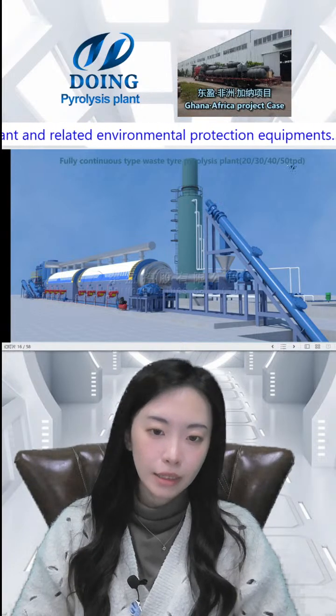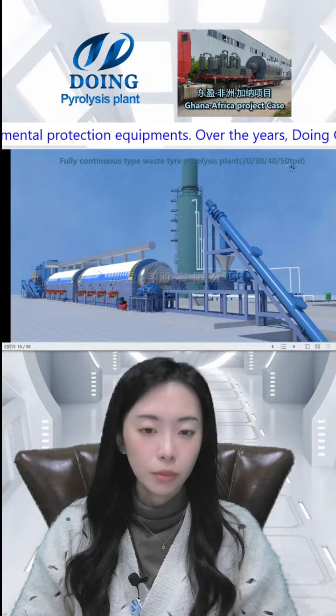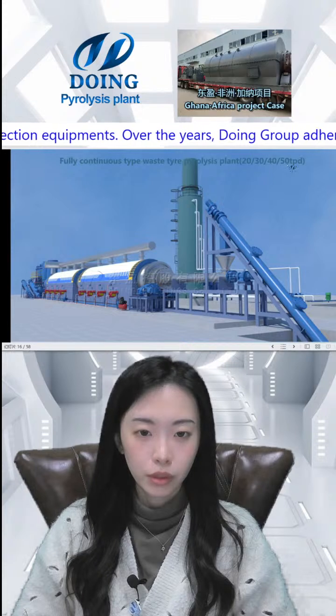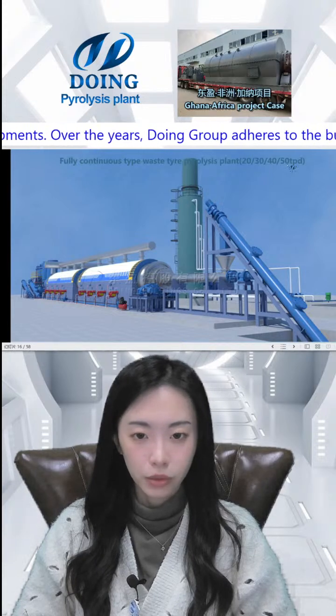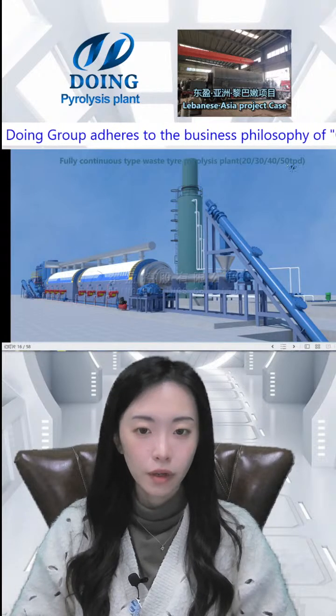So the same as the semi-continuous, we also need to crush the waste tire and waste plastic into rubber powder or plastic particles. Then we can ensure a safe working environment.